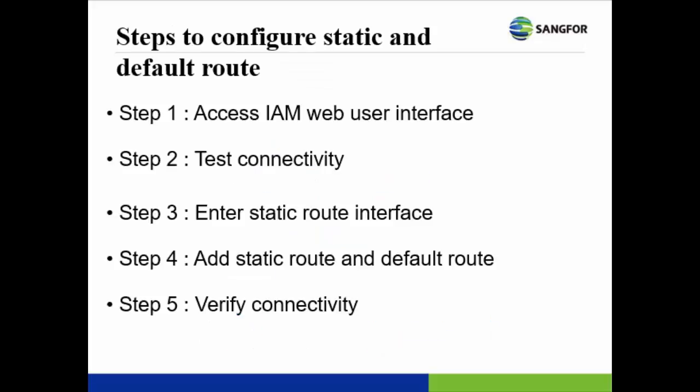There are 5 steps to configure static route and default route configurations. The first step is to access IAM web user interface. The second step is to test connectivity. The third step is to enter static route interface. The fourth step is to add static route and default route. And the fifth step is to verify connectivity.